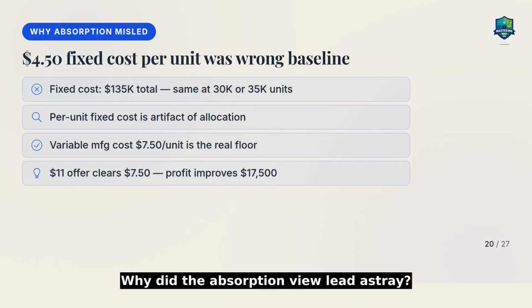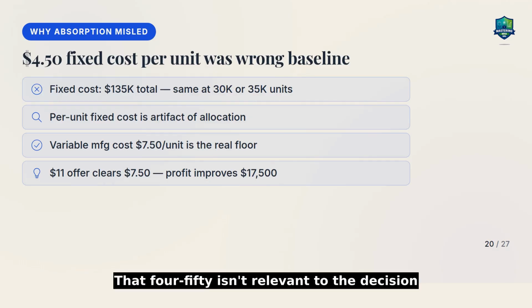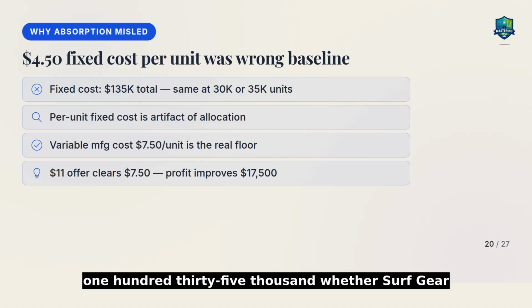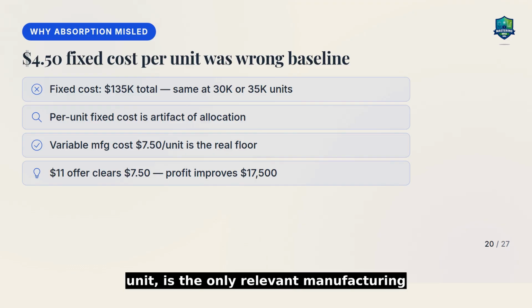Why did the absorption view lead astray? Because it spread $4.50 of fixed manufacturing cost over each unit. That $4.50 isn't relevant to the decision. Total fixed manufacturing cost stays at $135,000, whether Surf Gear produces 30,000 units or 35,000. The variable manufacturing cost, $7.50 per unit, is the only relevant manufacturing cost. The $11 offer comfortably clears that. Profit moves $17,500 in the right direction.